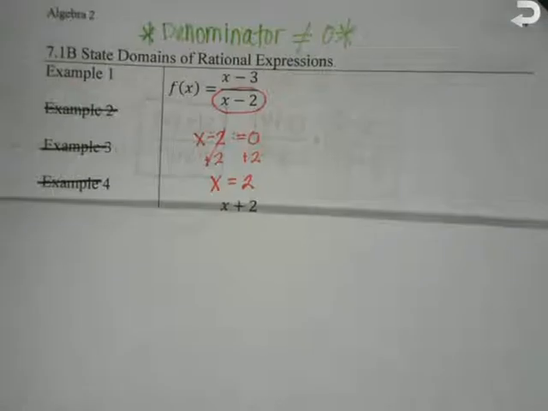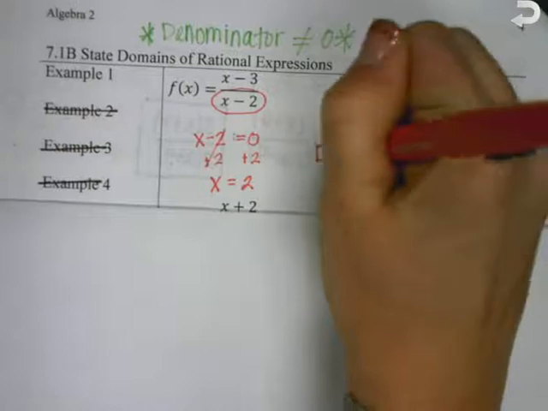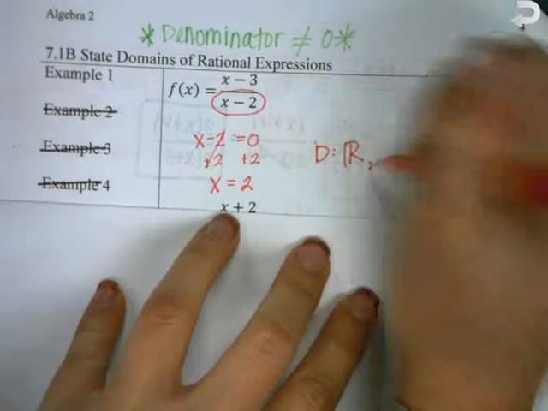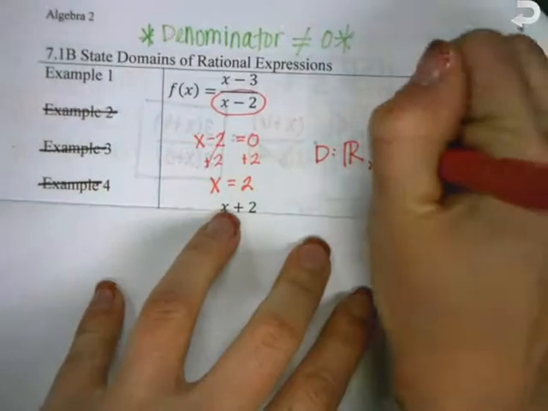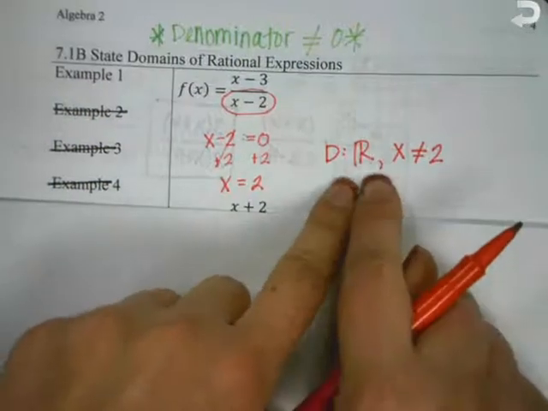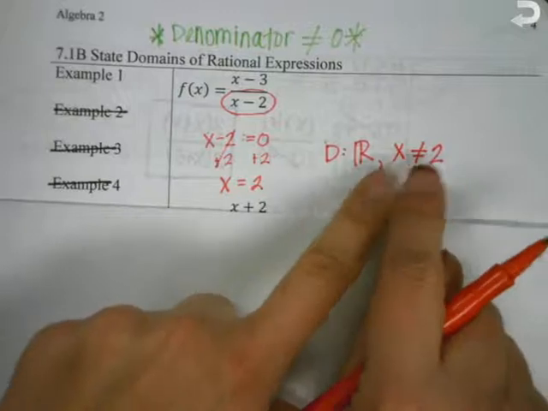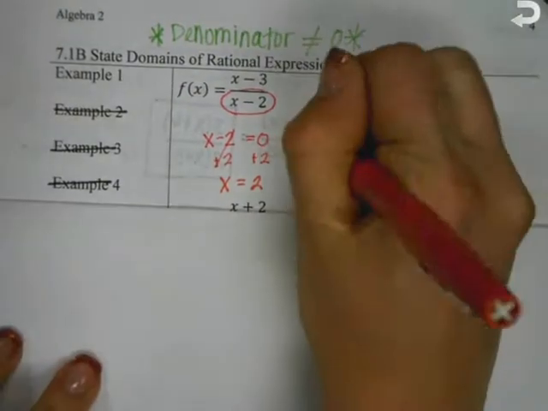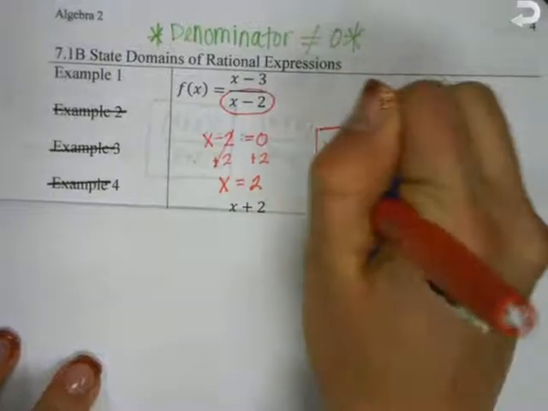So how do we write the domain for this? We say the domain is all real numbers, x cannot equal 2. So what this is telling us is we can plug in anything except x can't equal 2. Anything except positive 2 will work. And that's our answer.